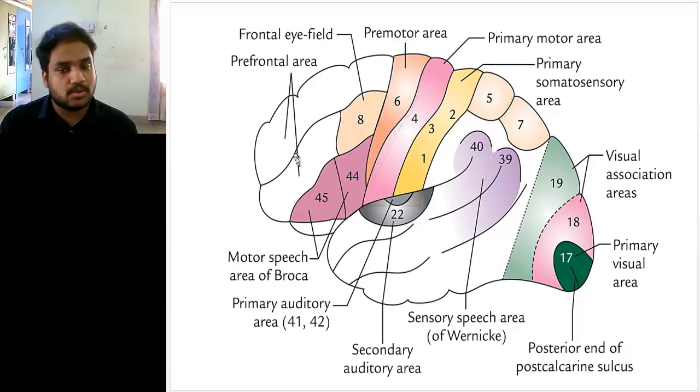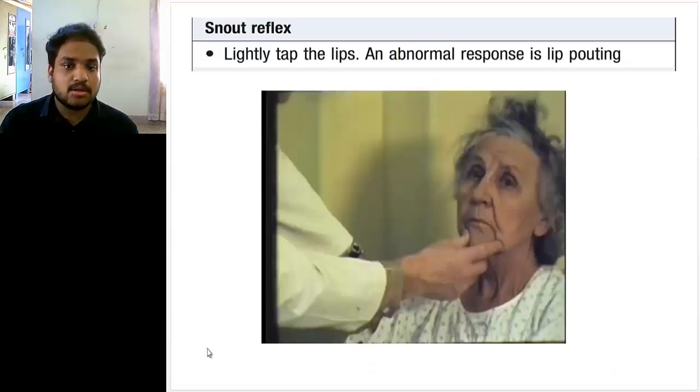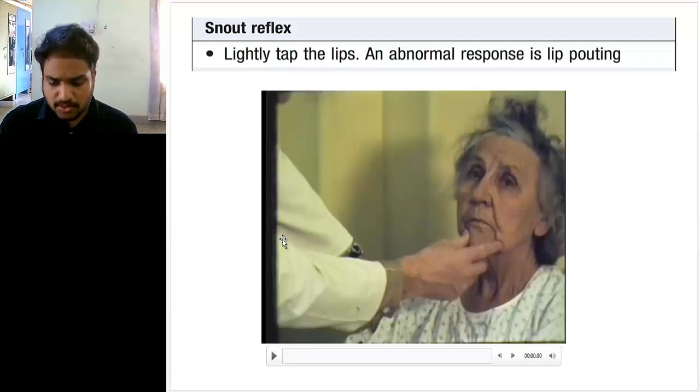Later on it will disappear. It is because the development of the prefrontal area has inhibited the primitive reflexes which are present in the newborn. So that is why, while we are checking the reflexes, we need to check the primitive reflexes also. We should check if there is any reappearance of these primitive reflexes. If there is a lesion in this area, the primitive reflexes will reappear, right?